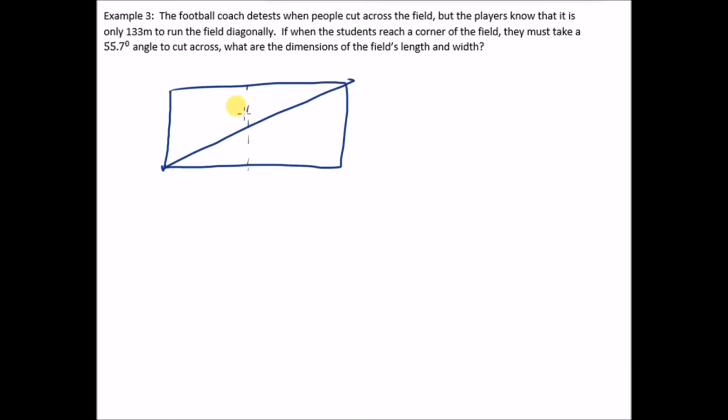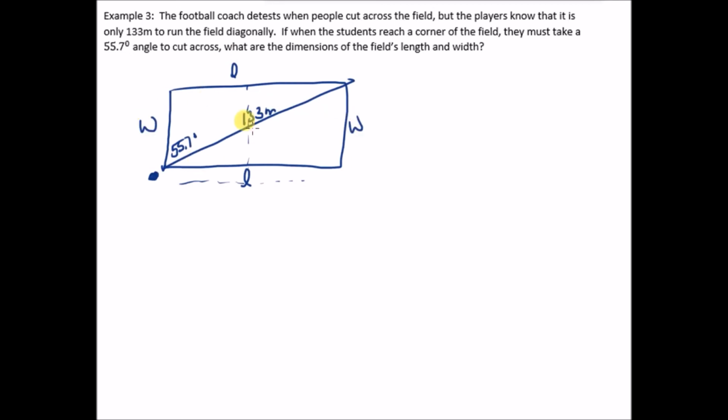Example 3, the football coach detests when people cut across the field. So we know we have a field. There's our 50-yard line. But the players know that it's only 133 meters to run the field diagonally. So we know that this is 133 meters. If, when the students reach a corner of the field, so let's say the students are jogging and they reach here, they must take a 55.7 degree angle to cut across. What are the dimensions of the field's length and width? So we want length and we want width.